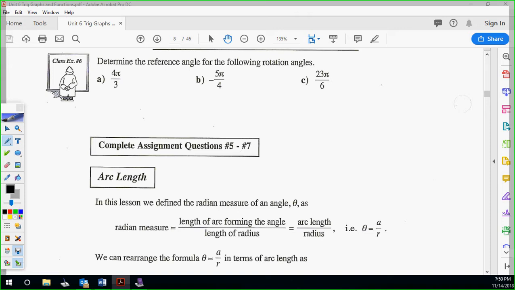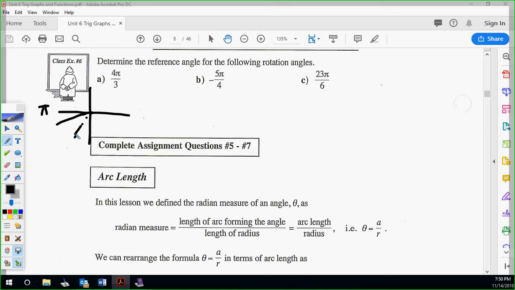For example, when I look at this first one, 4 pi over 3, that's bigger than 1, slightly bigger than 1. So I'm feeling like, here's pi, I'm over here in that section. It's a little bit sharper, I think it's actually going to be a little bit more over here. But the point is, I'm in the third quadrant.